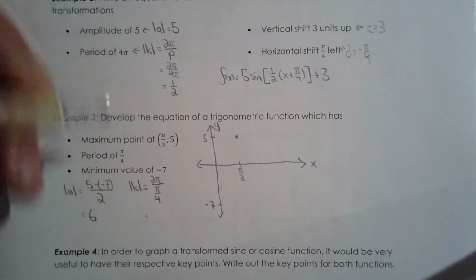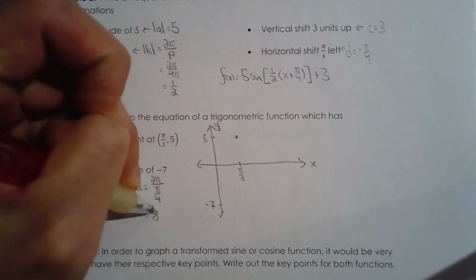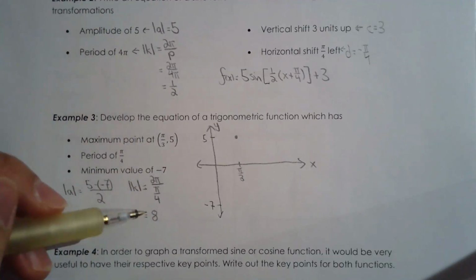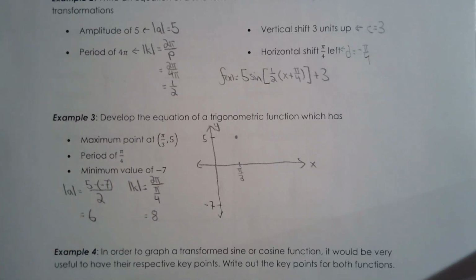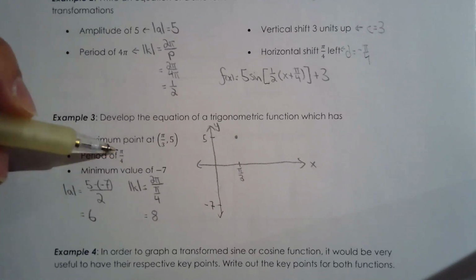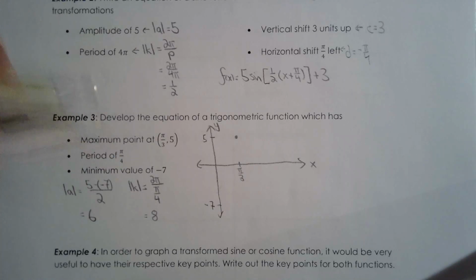If you do that, this is actually 8, which is good because if the absolute value of k is 8, that means you horizontally stretched by a factor of 1 over 8. And that makes sense because pi over 4 is an 1/8 of 2 pi. All right, everything's looking good so far.